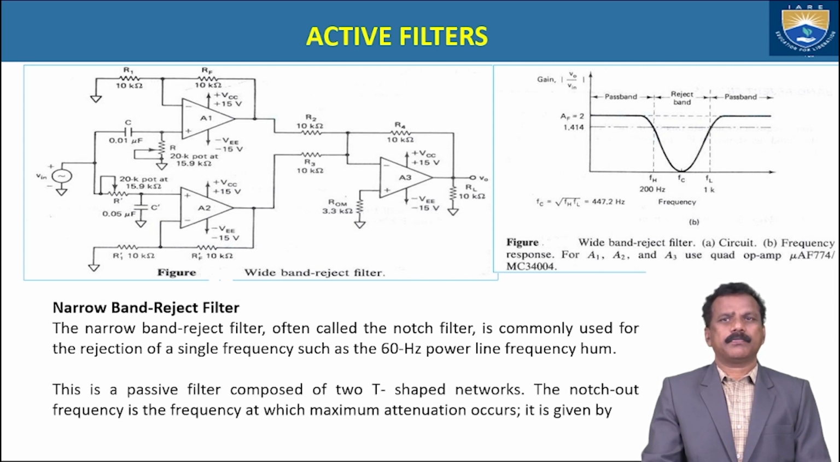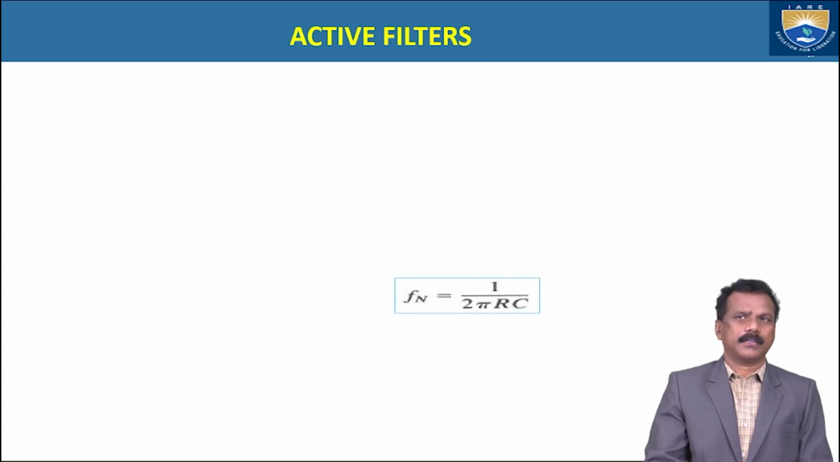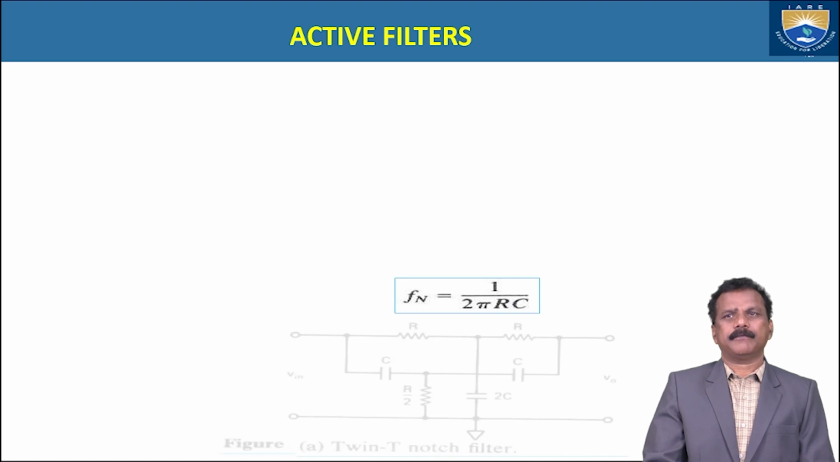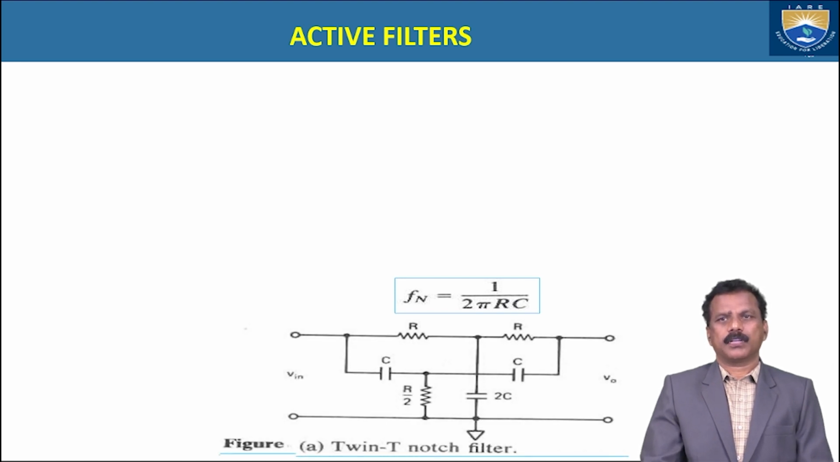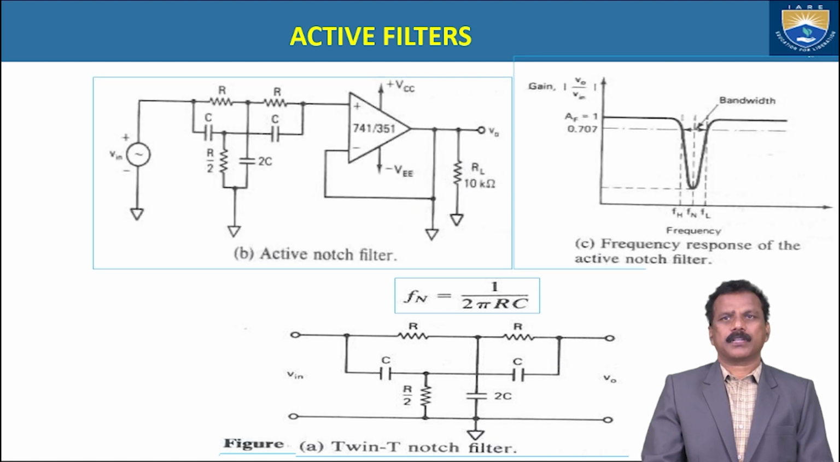So, this is the passive filter composed of two T-shaped networks. The notch output frequency is the frequency at which maximum attenuation occurs. It is given by Fn, which we have to calculate within this twin T notch filter. We have to consider this one. It also comes from the active notch filter.